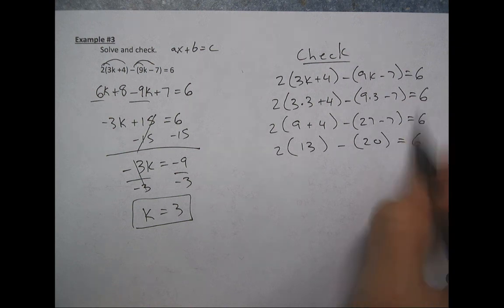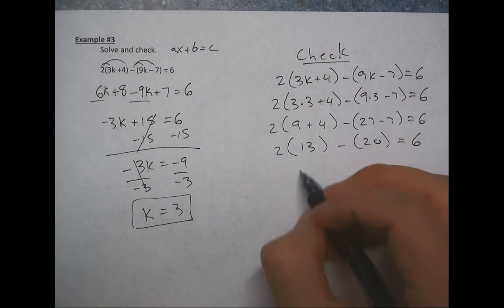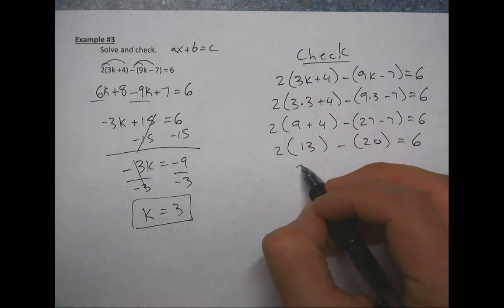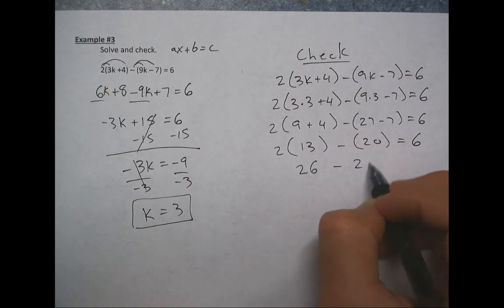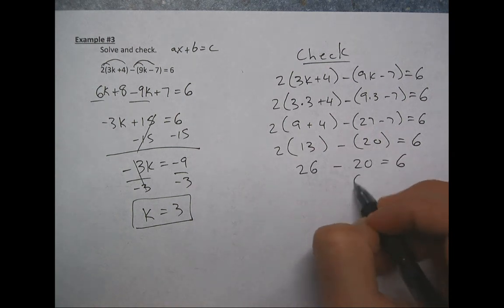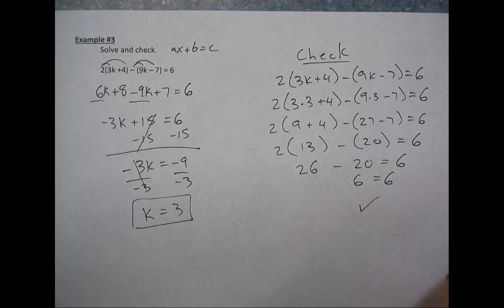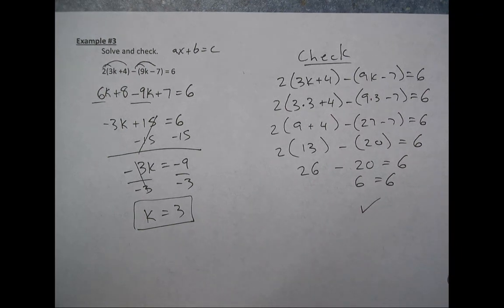Right side is simplified, not touching it, right? So 2 times 13, 26 minus the 20 equals 6. So 6 equals 6. Our check works out. And so we know that k does equal 3.